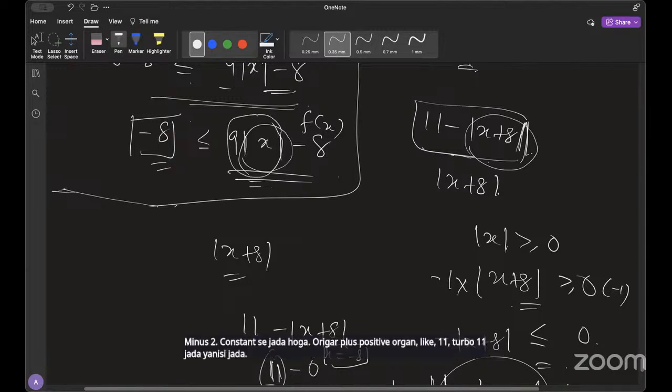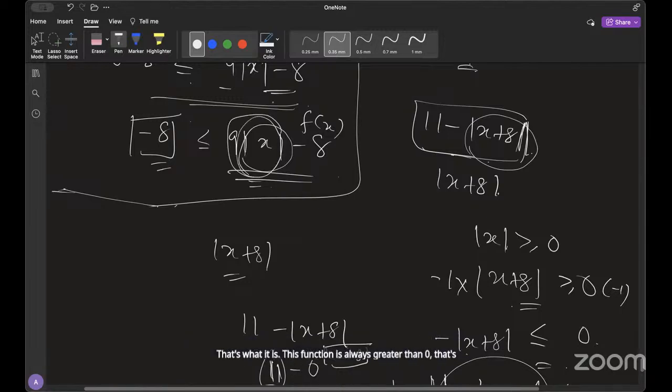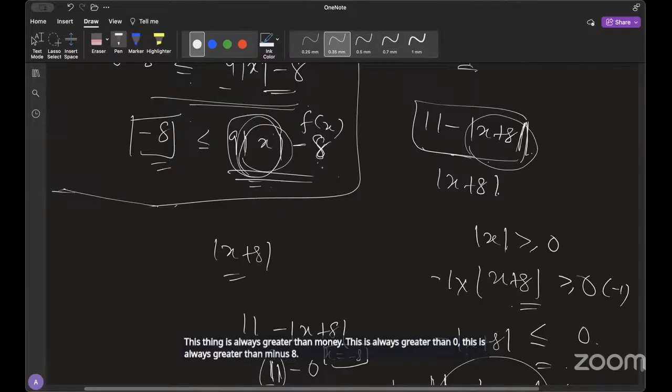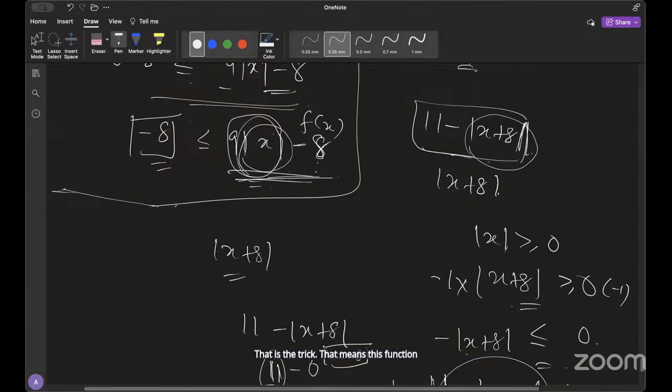This function is always greater than 0. That's why this thing is always greater than -8. This is always greater than 0. This is always greater than -8. That's the trick. That means this function is always going to be greater than -8. Similarly here, you know that this is always greater than 0. So this thing is always less than 11.